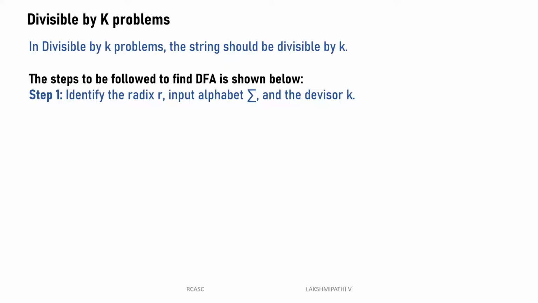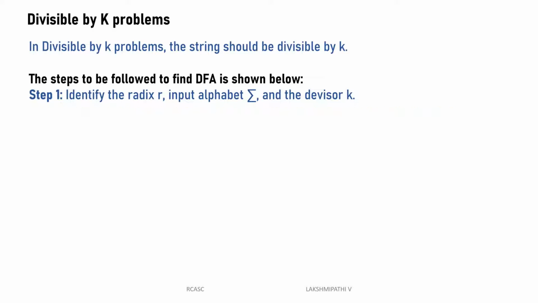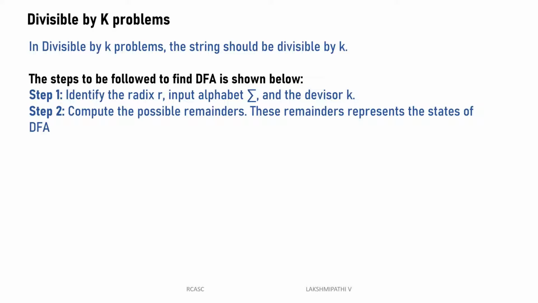Then the input alphabet is sigma. Then once again we go for the divisor k. Step two is to compute the possible remainders. When implementing it, we compute the possible remainders. That is also very, very important. These remainders represent the states of the DFA. Each and every remainder represents a state of the DFA. Once we calculate the remainder, that remainder represents a state of the DFA.